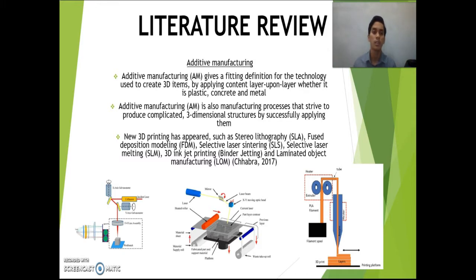First, additive manufacturing. Additive manufacturing gives a fitting definition for the technology used to create 3D items by applying contact layer upon layer, whether it is plastic, concrete, and metal. Additive manufacturing is also a manufacturing process that strives to create complicated 3D structures. New 3D printing such as stereolithography (SLA), fused deposition modeling (FDM), selective laser sintering (SLS), selective laser melting (SLM), 3D inkjet printer, binder jetting, and lastly is laminated object manufacturing.